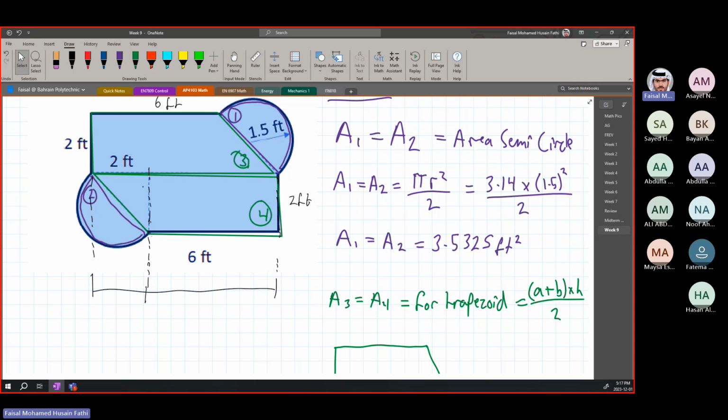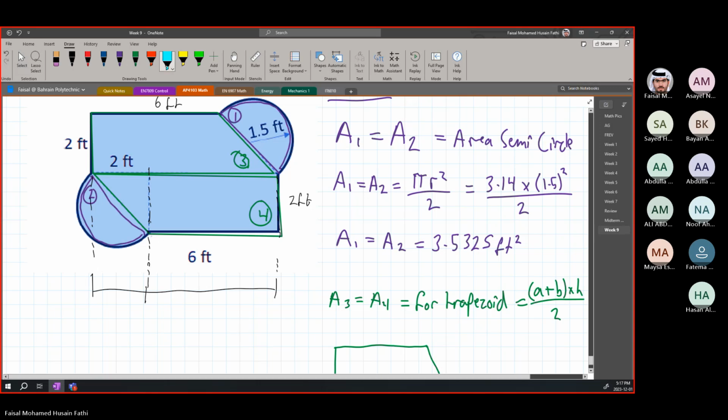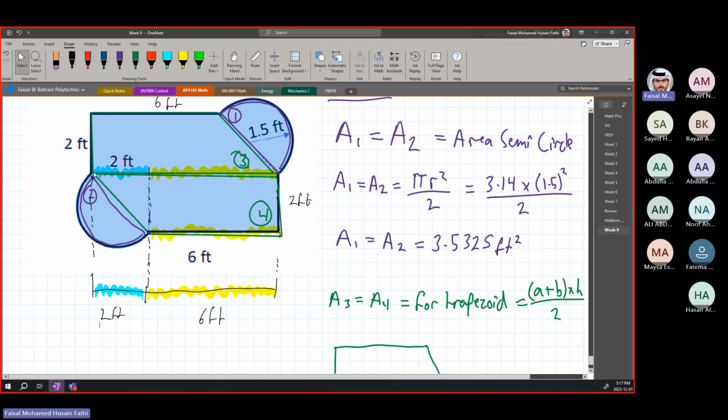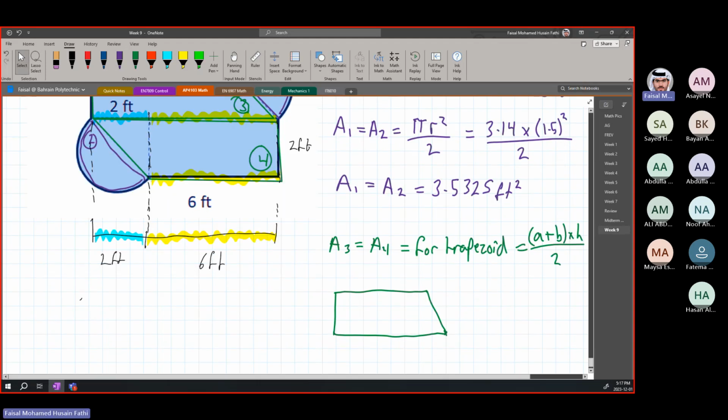We know that this is 2 feet. This 2 feet is equal to this 2 feet. And we know that this over here is equal to 6 feet, which is equal to this 6 feet. So we know that this is 2 feet and this is 6 feet. So what's the total side? Because we want the full green line. So the full line is 2 plus 6, which is equal to 8 feet. So this full line over here is 8 feet. So that is our B value or our A value.